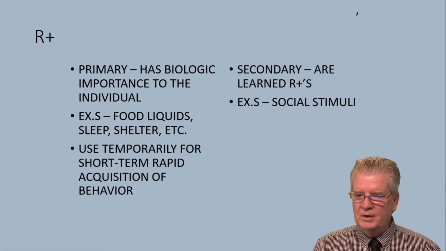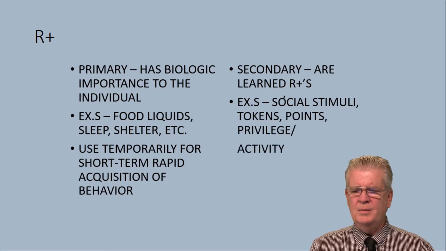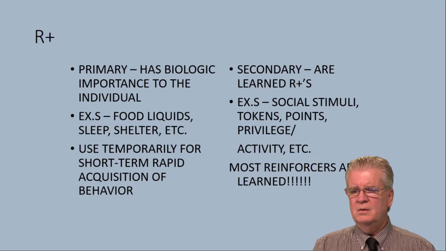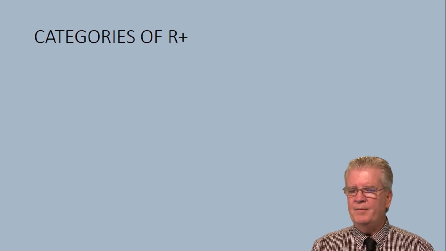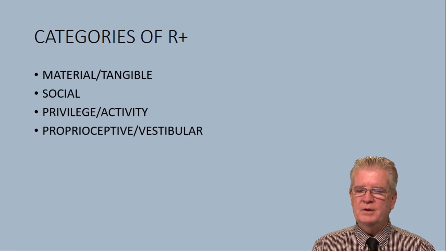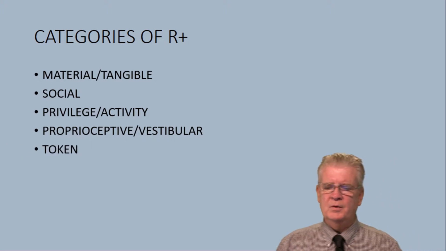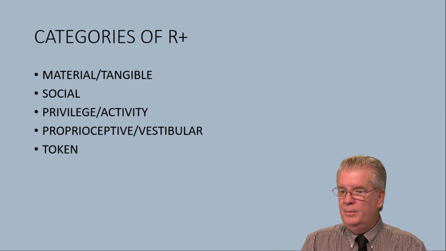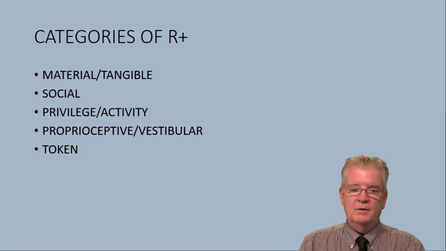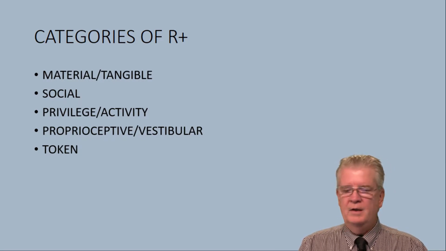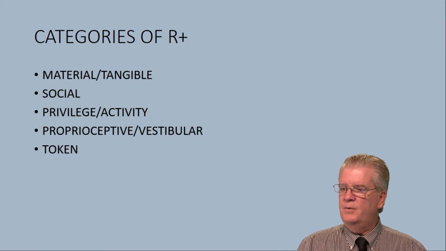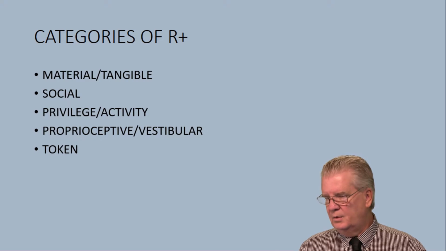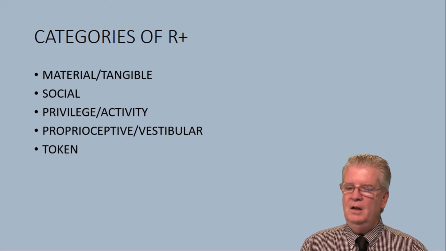Secondary are learned reinforcers. Social stimuli, privilege activity, that kind of stuff. Most reinforcers are learned. We learn that they have power. The categories are pretty simple here. Material tangibles, anything you can hold in your hand. Limited hold with a radio, something like that. Social, praise, attention, proximity, whatever's powerful socially for that student. Privilege activity, self-explanatory, special jobs in the classroom, line leader, things like that.